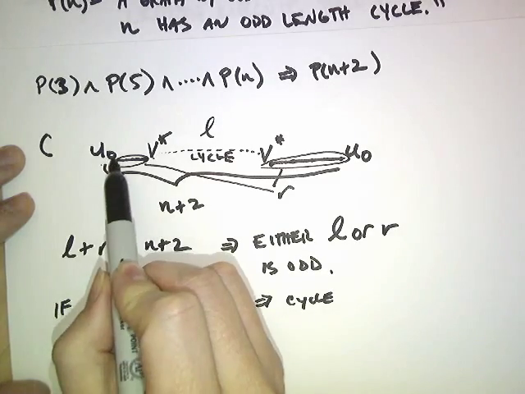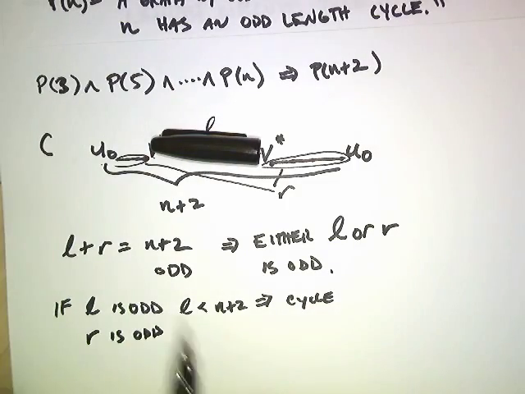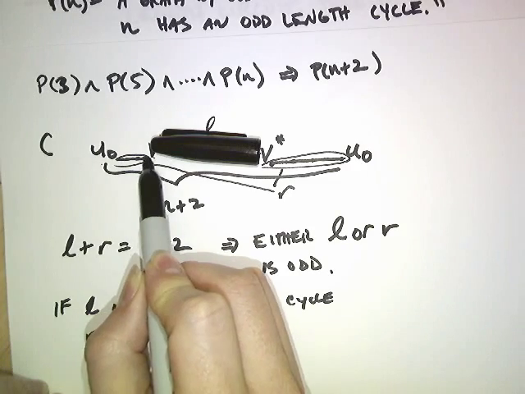then we can block out this part of the cycle. We'll look at this other odd length circuit. So we start at u0, we go to v star.